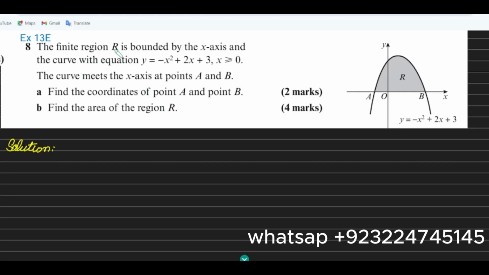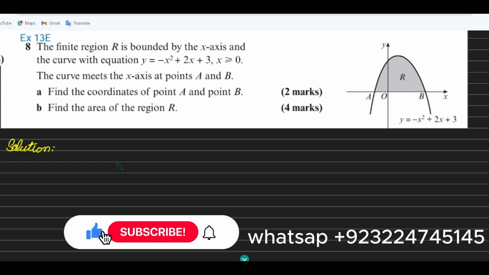The finite region capital R is bounded by the x-axis and the curve with the equation y equals minus x squared plus 2x plus 3, where x is positive. Here we can see the area capital R shown from A to B on the x-axis. The first part is to find the coordinates of point A and point B.